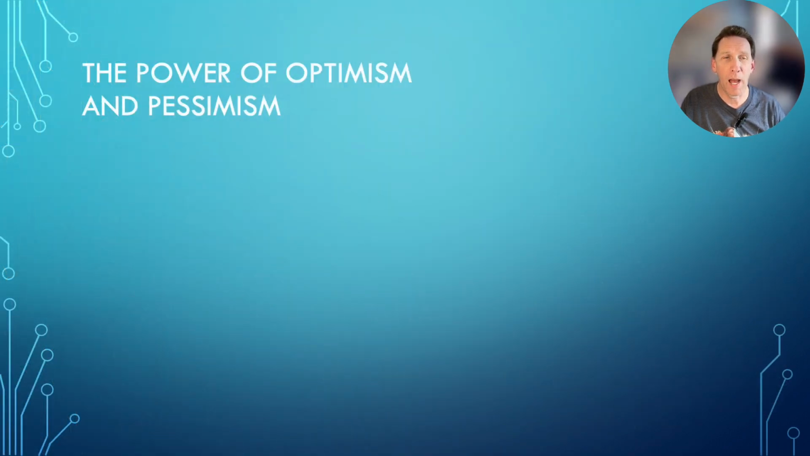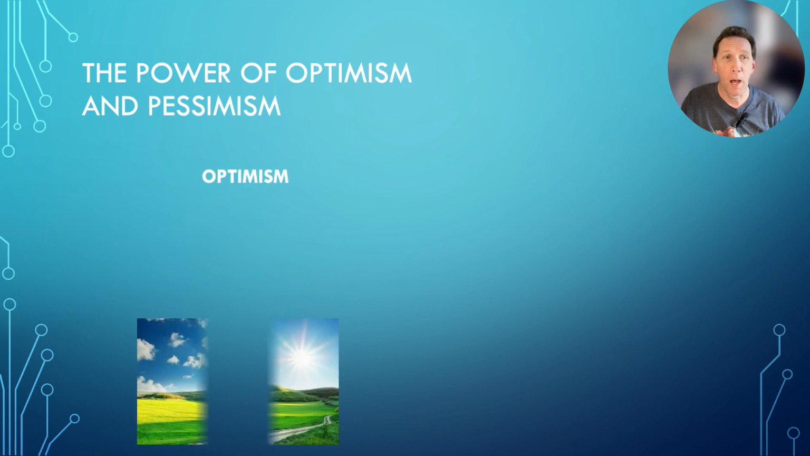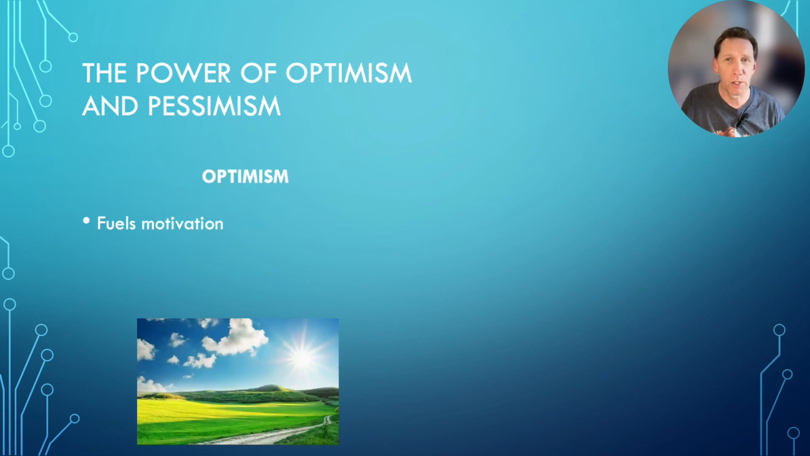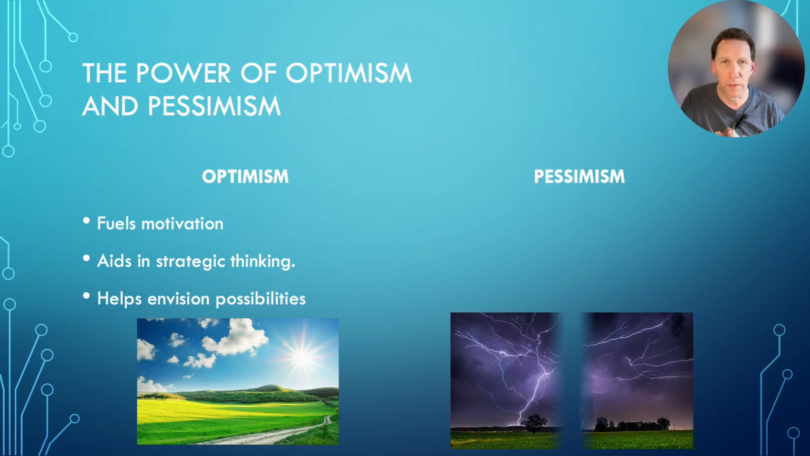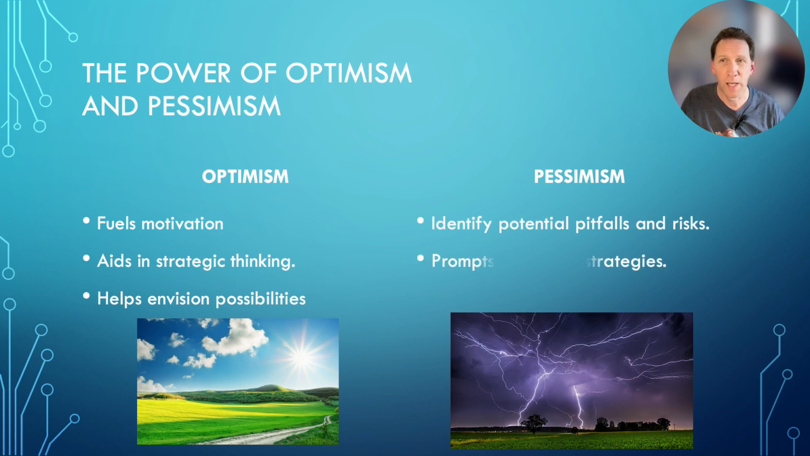So let's talk about the power of optimism and pessimism. Both play crucial roles in business planning. Optimism fuels motivation, it aids in strategic thinking, and helps envision possibilities. Pessimism, on the other hand, helps to identify potential pitfalls and risks and prompts mitigation strategies. Striking a healthy balance between these two forces is key to crafting a robust business plan.